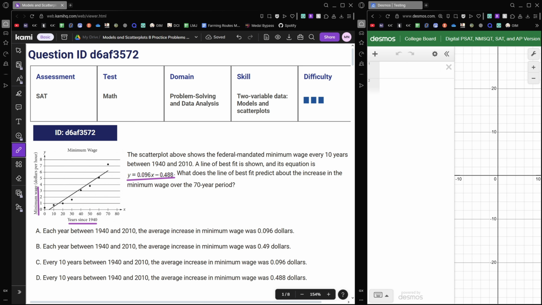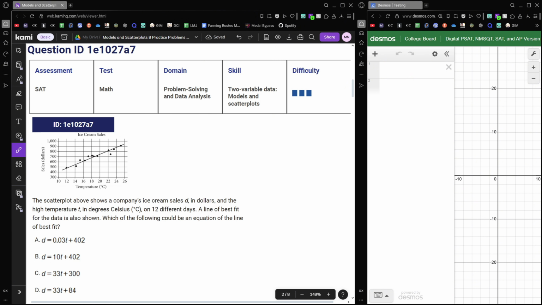Now let's look at our answer choices and see what says that. A. Each year between 1940 and 2010, the average increase in minimum wage was $0.096. Yep, that perfectly matches what we said, so that means A will be our answer.